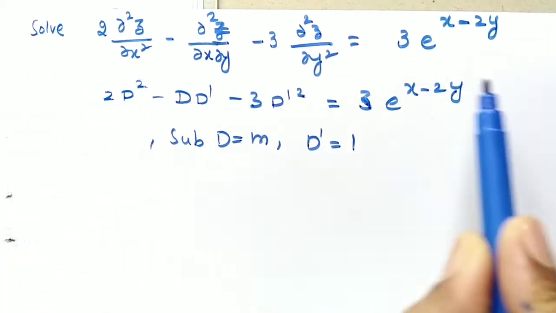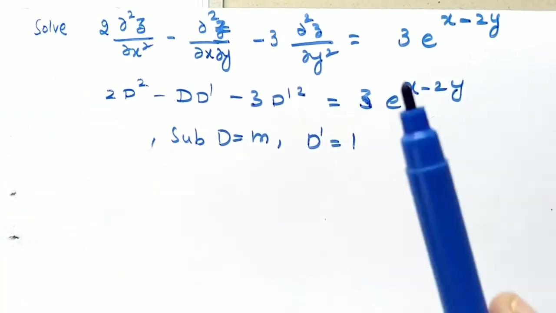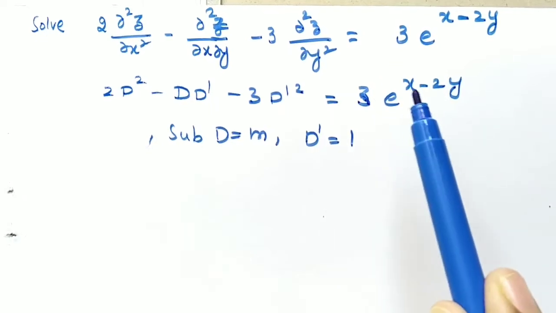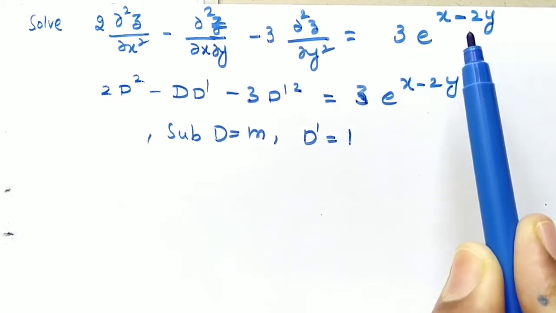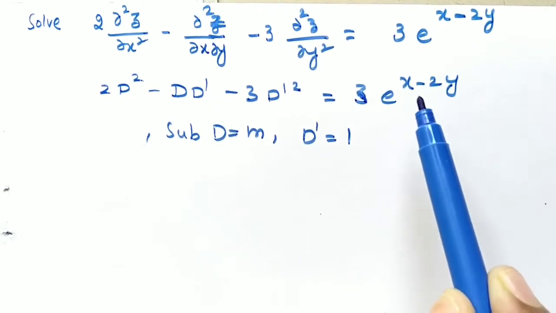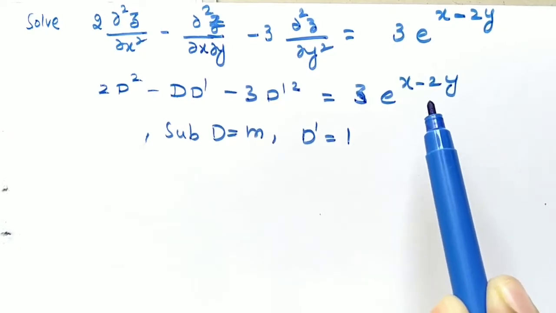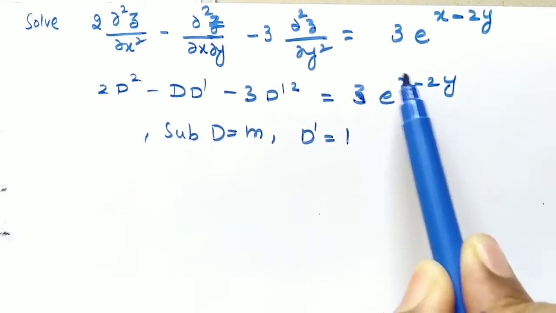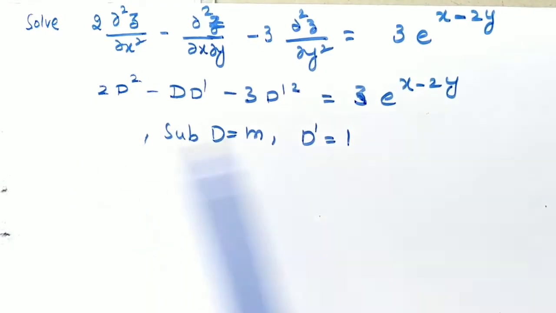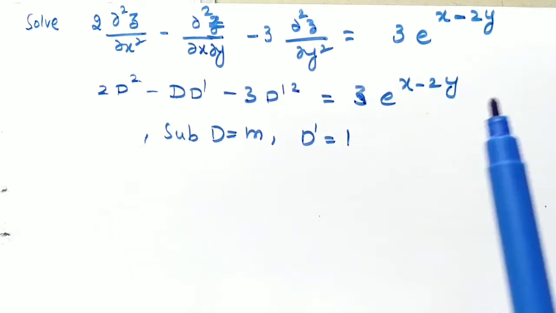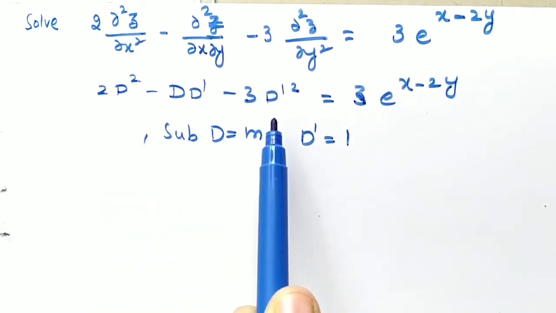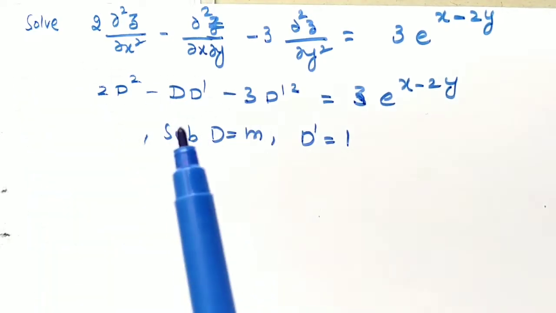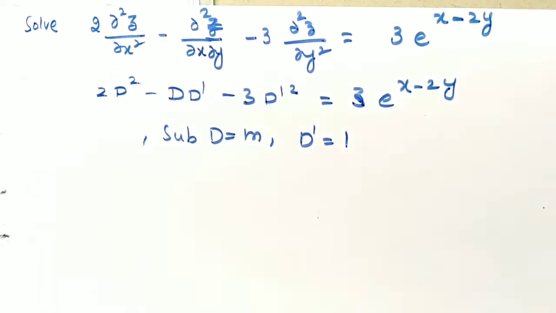Solve. This is the given question. If we observe the right hand side, some function exists. So if a function exists, then only do you have to calculate the particular integral. Suppose the right hand side is 0, then there is no need to calculate the particular integral. If you find only the complementary function, that itself will give you the solution. So here you have to calculate both.